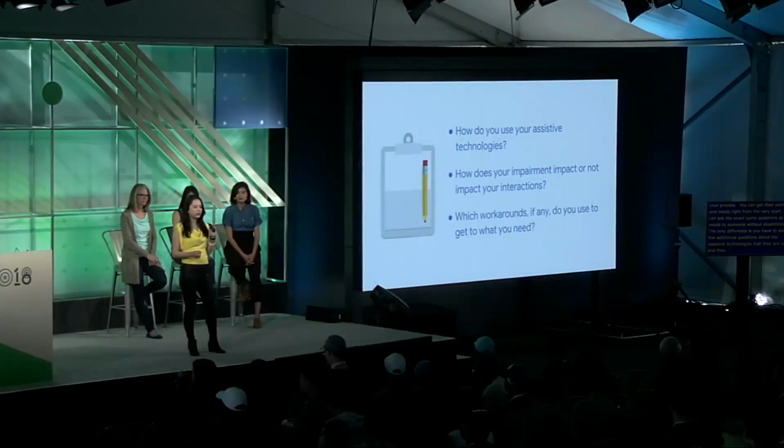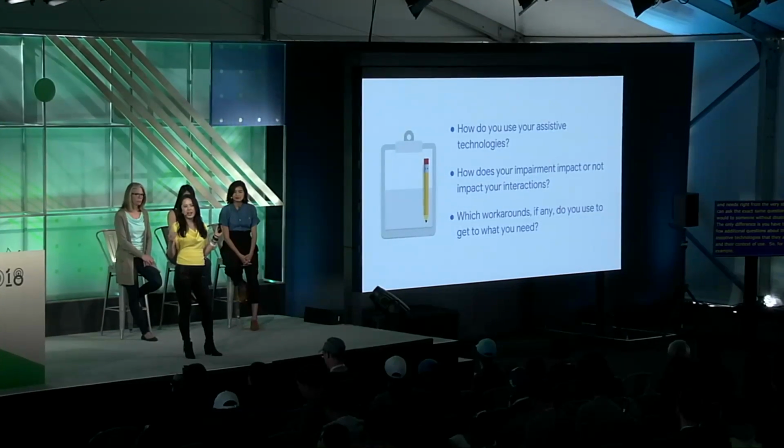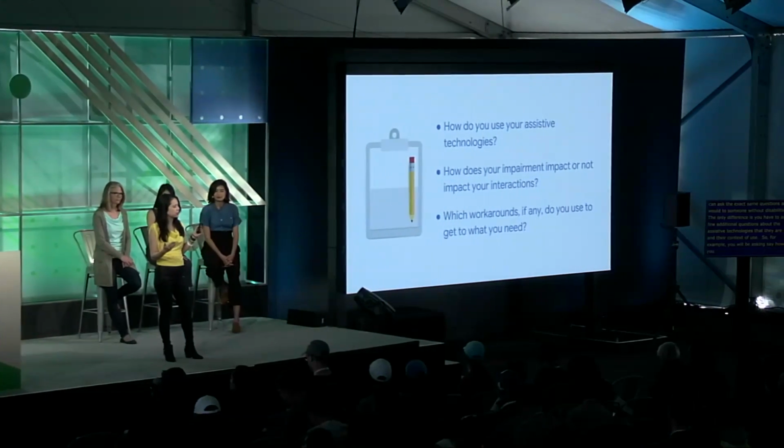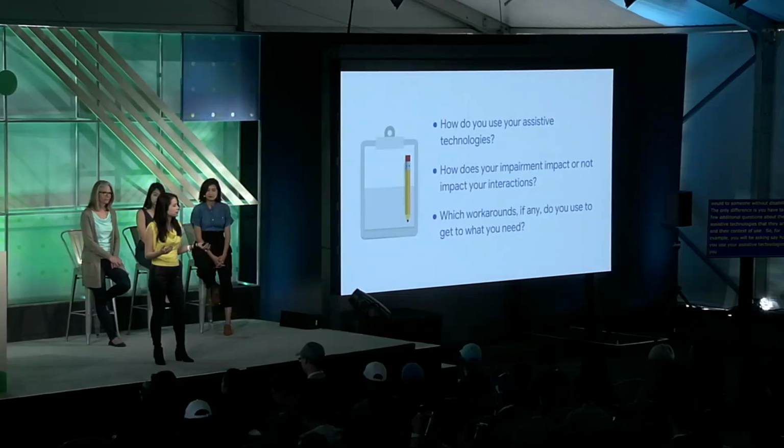You can ask the exact same questions as you would to someone without disabilities. The only difference is you have to ask a few additional questions about the assistive technologies that they may be using and their context of use. So, for example, you'll be asking, say, how do you use your assistive technologies when you're navigating a mobile device?